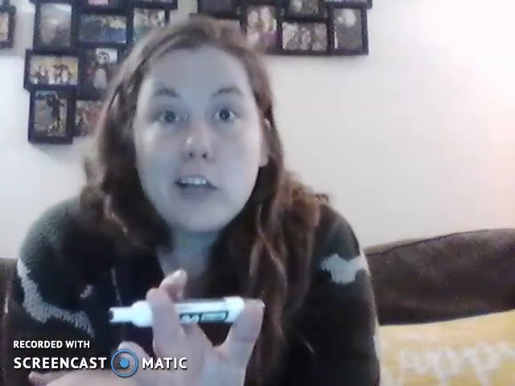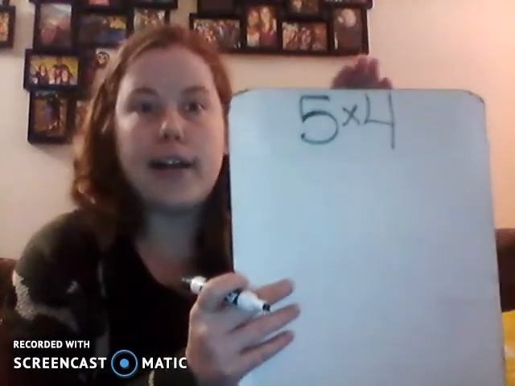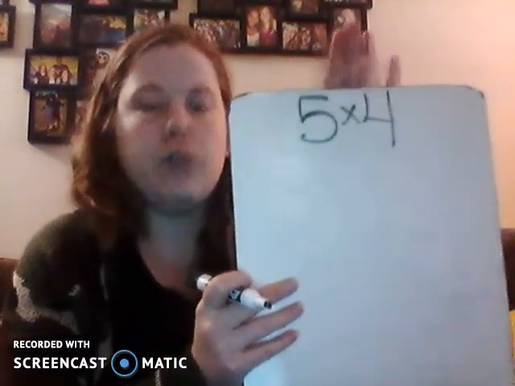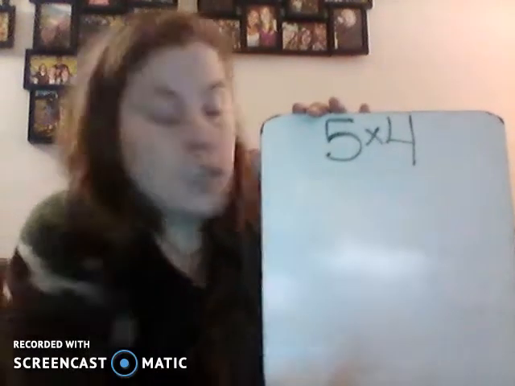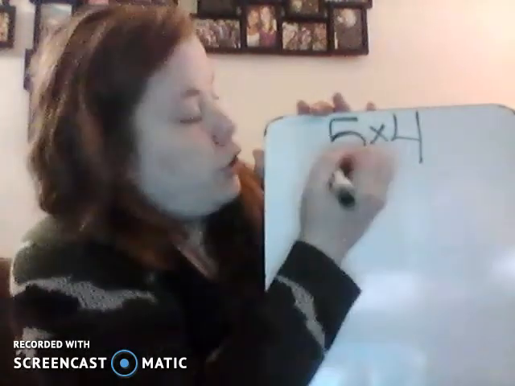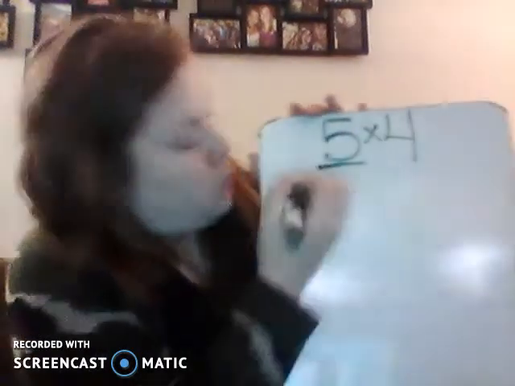So without talking too much about it, I'm going to go ahead and get right into reviewing these strategies. I'm going to use 5 times 4 as my example problem for every one we do. So the first one I'm going to start with is equal groups. When you look at equal groups, you want to look at your first number, and that's going to be the amount of groups you make. So I want to make 5 groups.